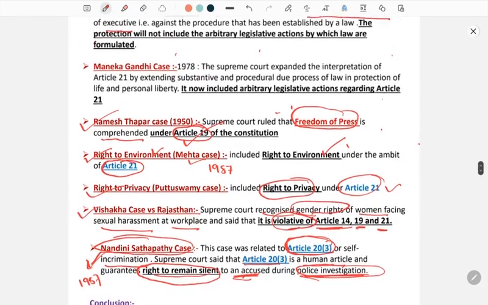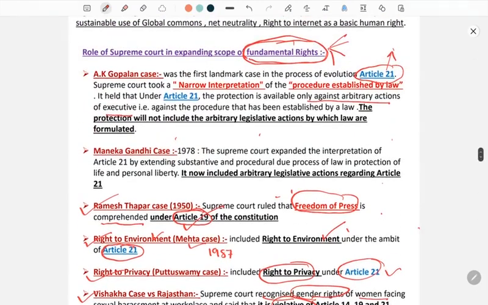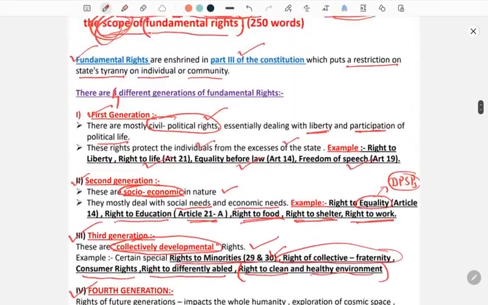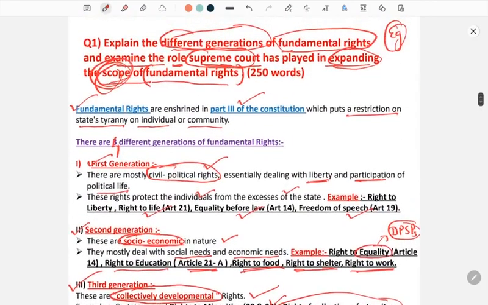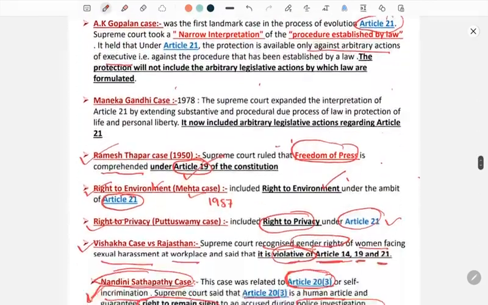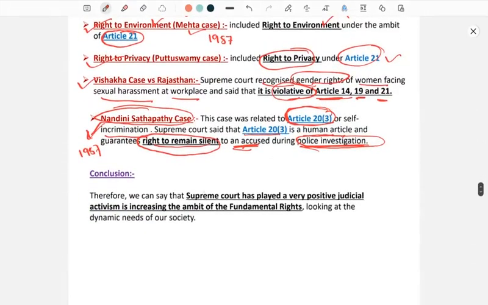So we have mentioned different kinds of articles here, showing how the Supreme Court has played a very important part in the expansion of fundamental rights, and we have also mentioned the 4th generation of fundamental rights. In conclusion, you can write that the Supreme Court has played a very positive judicial activism. This is nothing but judicial activism, but a very positive one, increasing the ambit of fundamental rights, looking at the dynamic needs of our society.